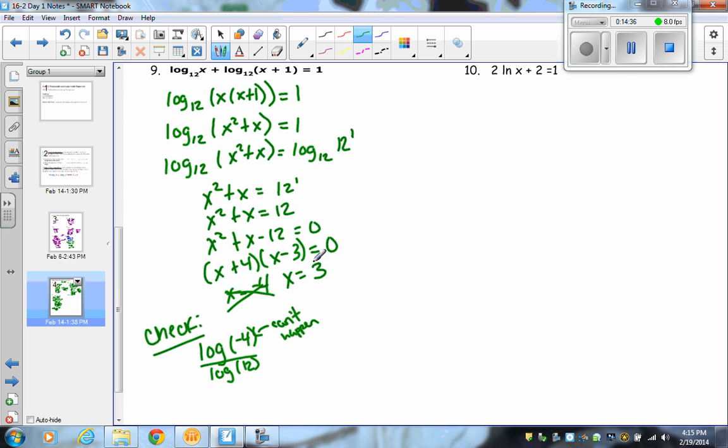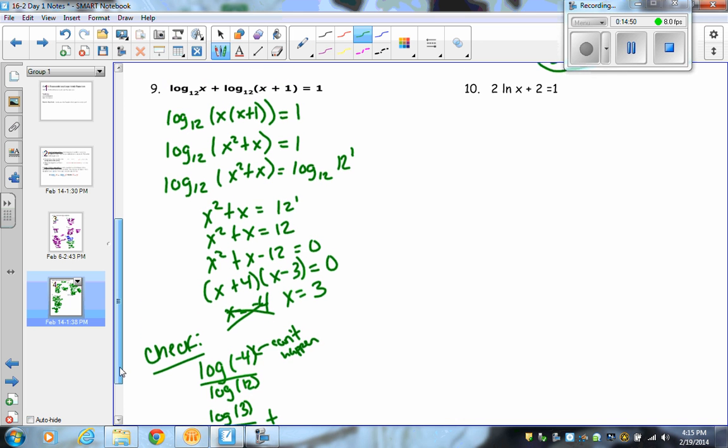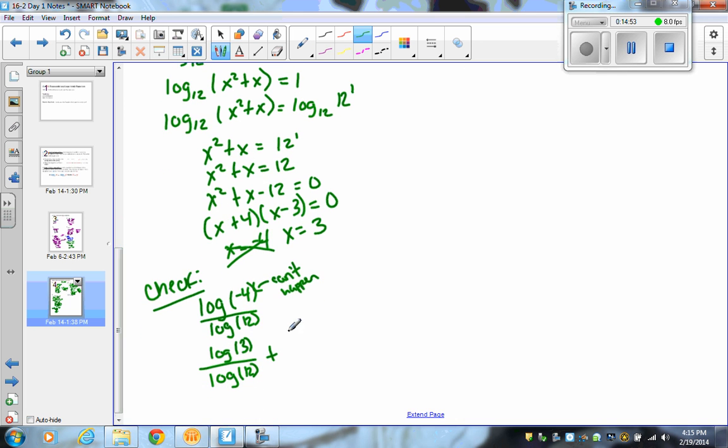So now I have x equals 3. So I'm going to start with the log of 3 divided by the log of 12 plus, go back to the problem, you have the log of 3 plus 1 divided by the log of 12. And when you take this answer and add this answer, you do indeed get 1. So it works. So x equals 3 is our only solution on this problem.